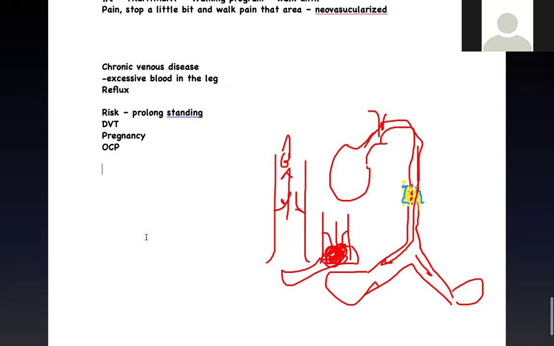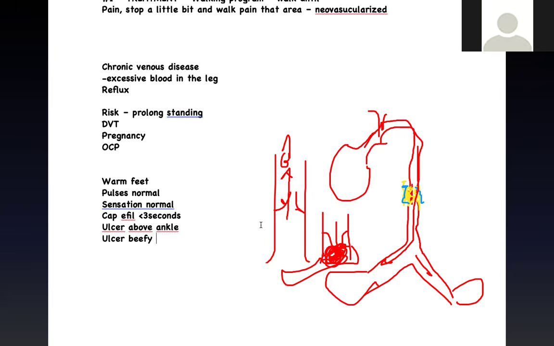So what do you expect? Blood is sitting there, blood is warm, your feet are so warm, right? Your pulse is normal. Your sensation is going to be normal. Your capillary refill is going to be less than 3 seconds. Those are all normal. Blood, when it sits there for a long time, will erode the skin and create ulcers above the ankle. But these ulcers are beefy red, unlike the peripheral arterial disease, where the ulcers are black and pale looking. So this one, they are beefy red, right?